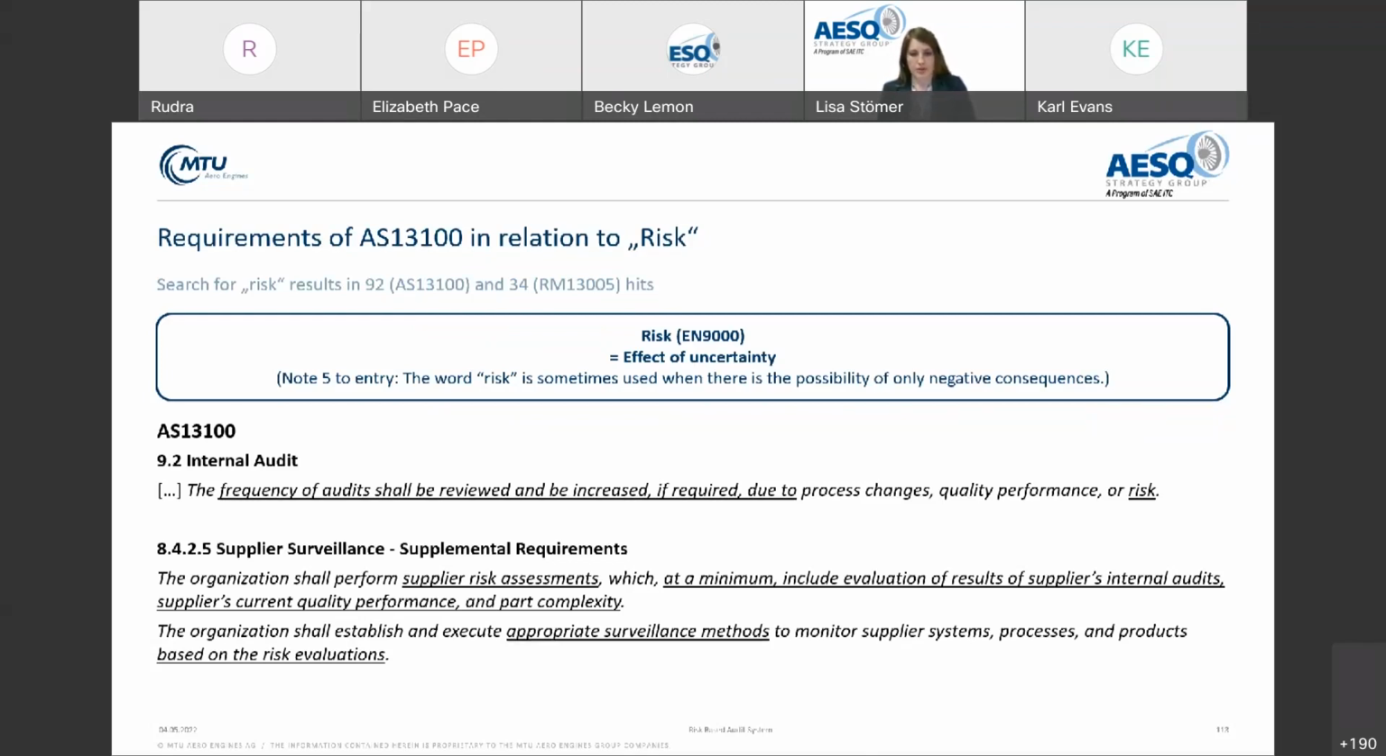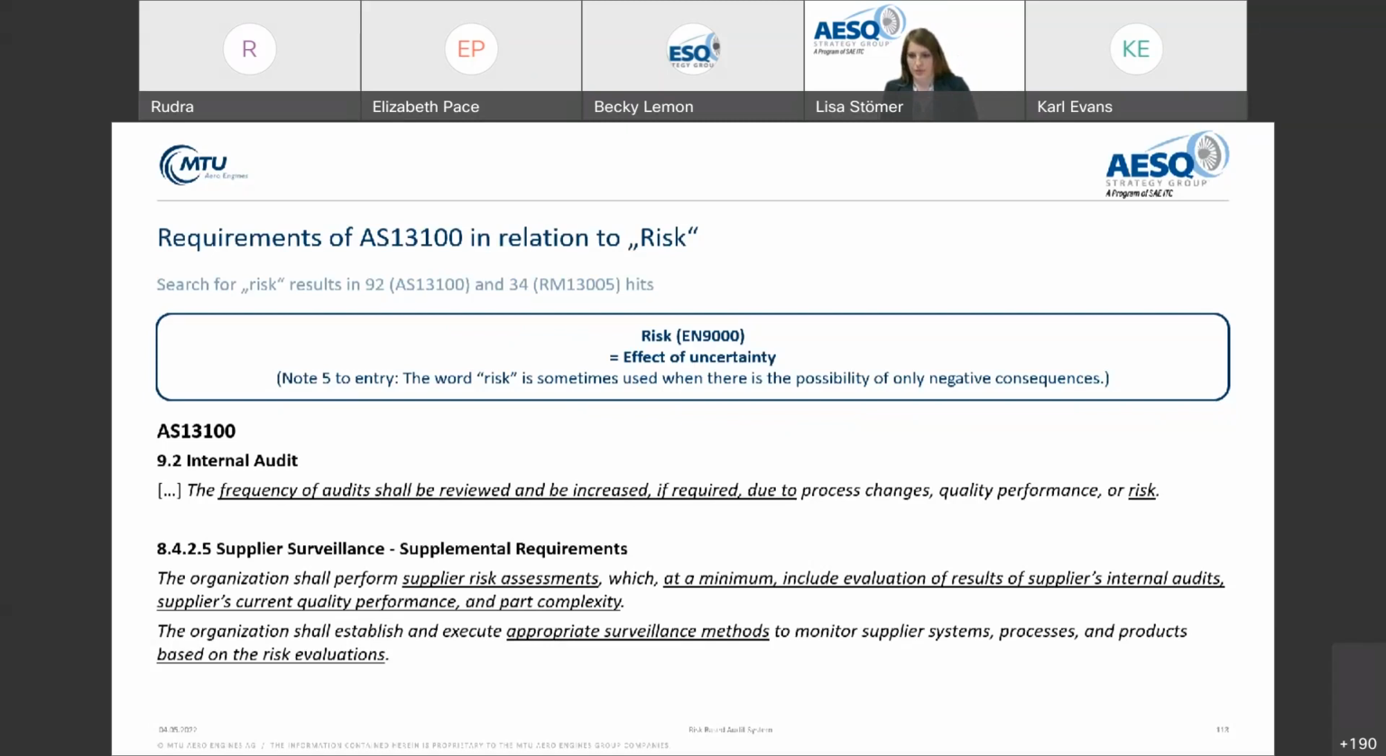To add one more, the EN 9100 includes a chapter on risk-based thinking, and that states that this is essential to increase the effectiveness of the quality management system and to achieve improved results. And now, what does AS 13100 require in relation to risk for audits? I picked out the last sentence of chapter 9.2 about internal audit.